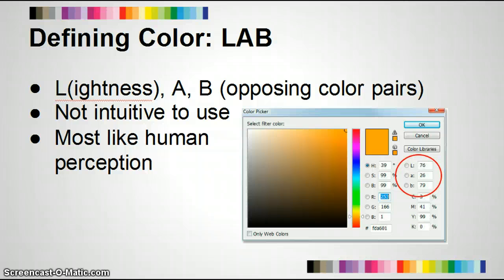Another common color space is CIE Lab, commonly known as Lab. L refers to lightness, A refers to the opposing pair of red and green, and B references the opposing colors blue and yellow. Like HSB, Lab is the basis of some color pickers. Lab is considered the most accurate model of human color perception.